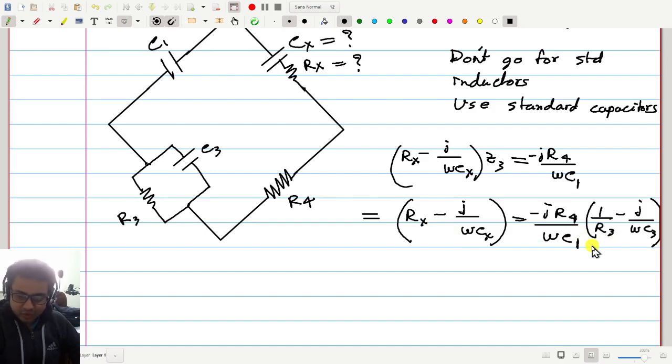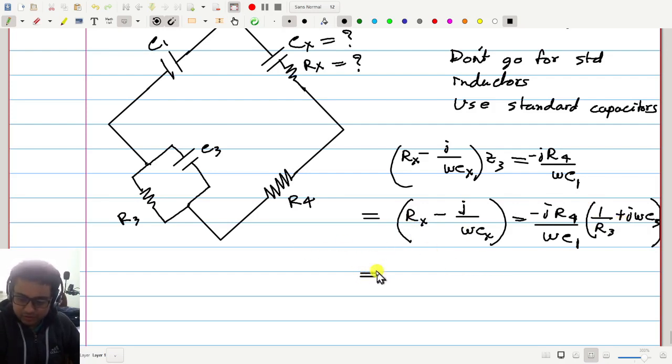Sir, on the right hand side, it's the impedance, right? Like it's Y3. So it should be 1 by R3 plus j omega C3. Right, thank you. 1 by R3 plus j omega C3. Now it's fine. Please check this. Admittance, product, impedance. Looks fine. Now you equate the real to real and imaginary to imaginary, and we are done.